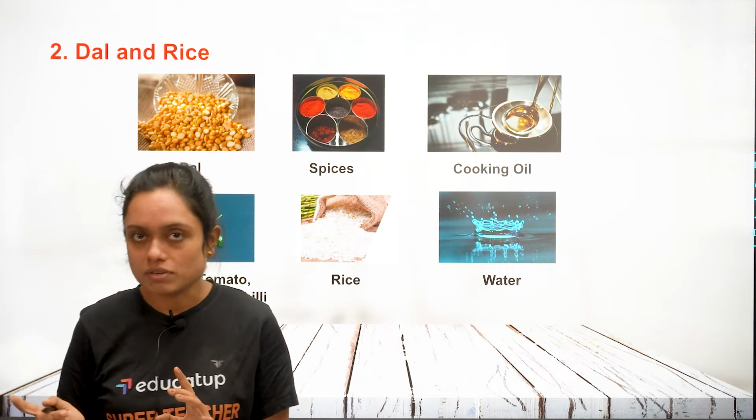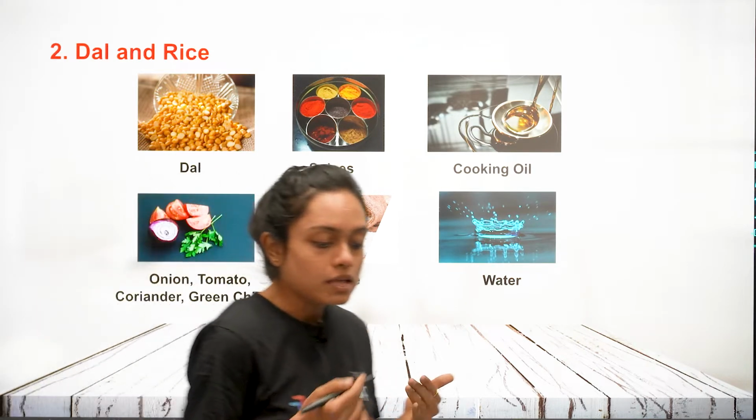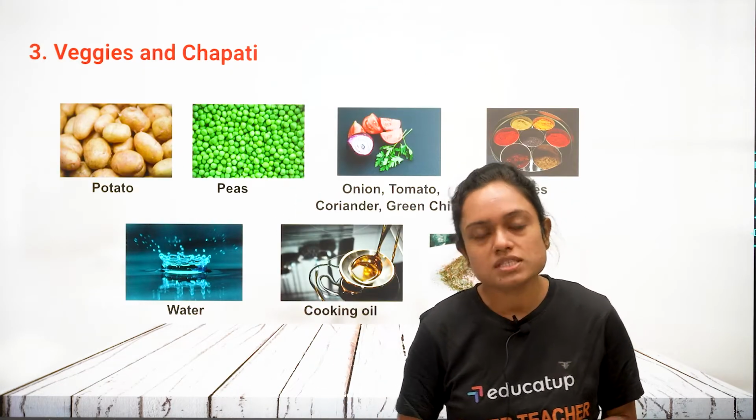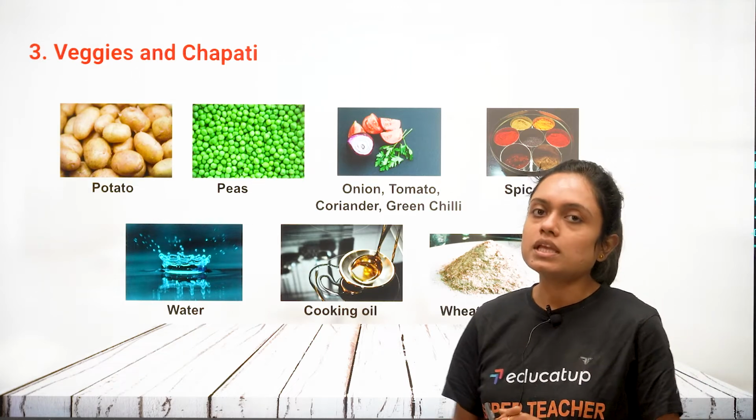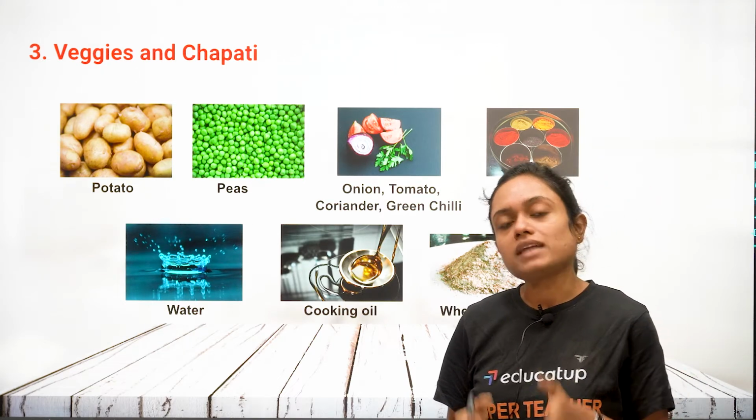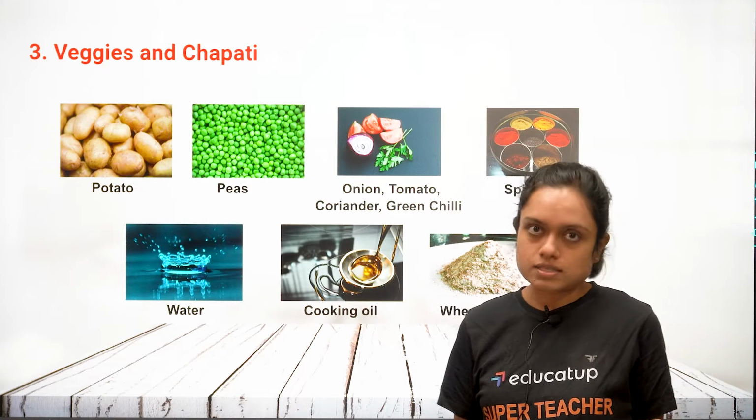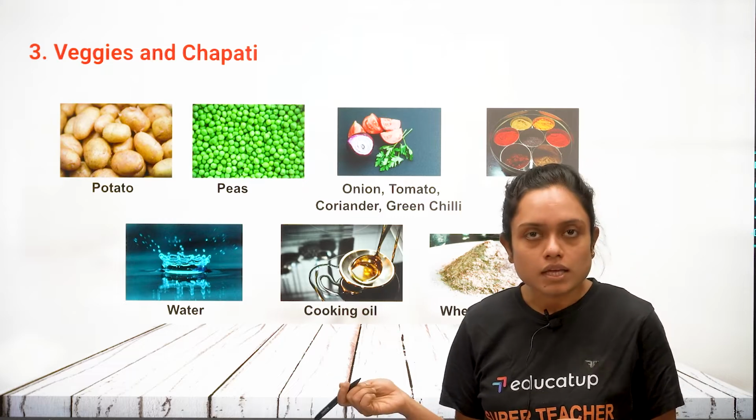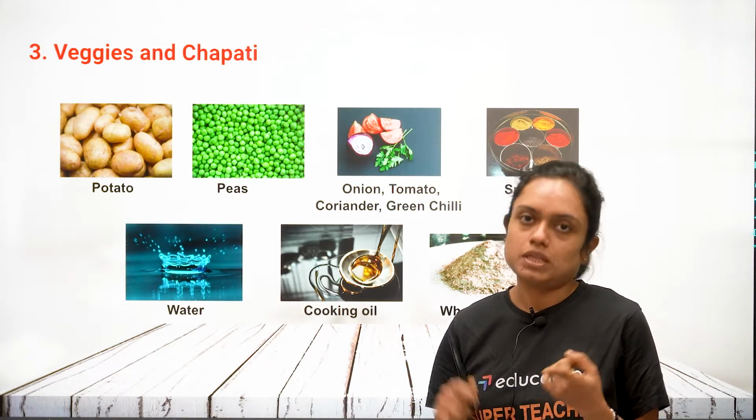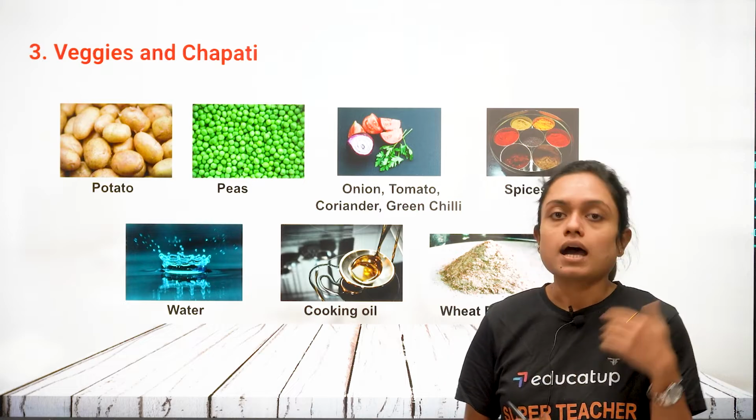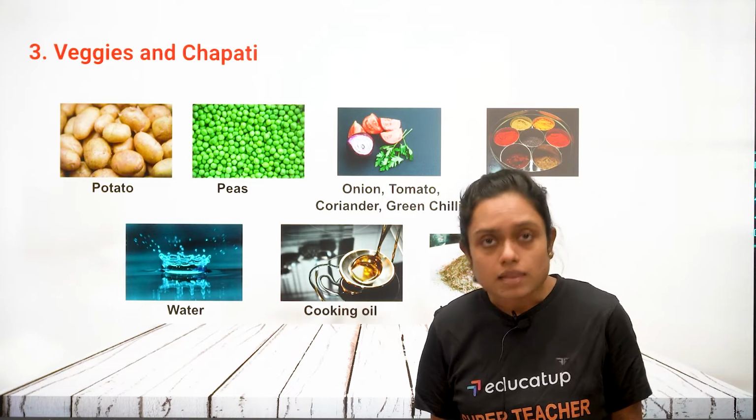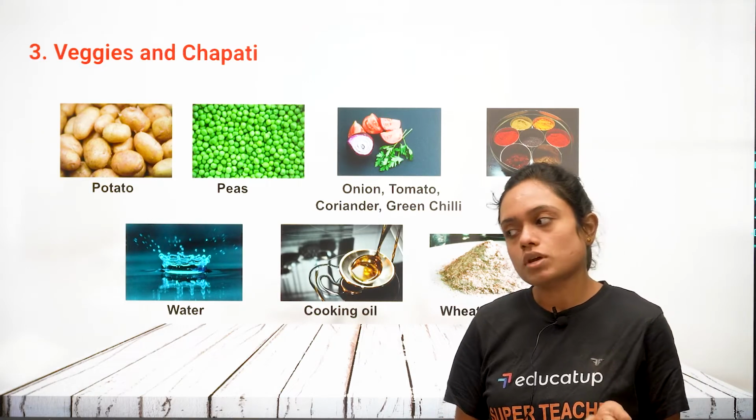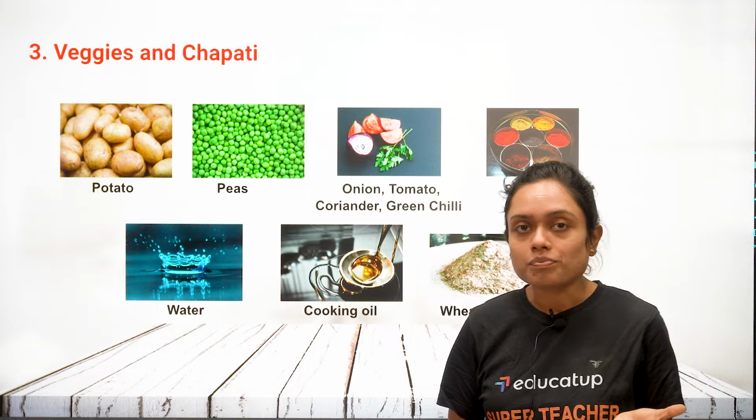Now let's see what you might have used to make your third meal, which we have taken as veggies and chapati. Now supposedly, if you have eaten a potato and pea vegetable last night, so for making that along with chapati, you require these following things. You require potato, then you require matar, that is your peas, again cooking oil, then masale, all the spices, water. Obviously, to make chapati, you also require wheat flour, that is atta.